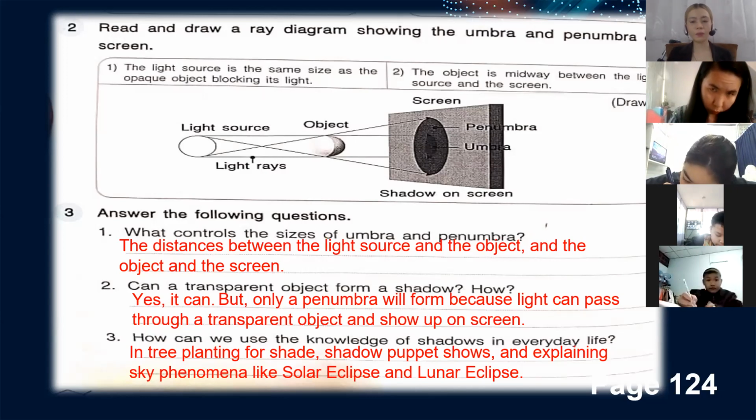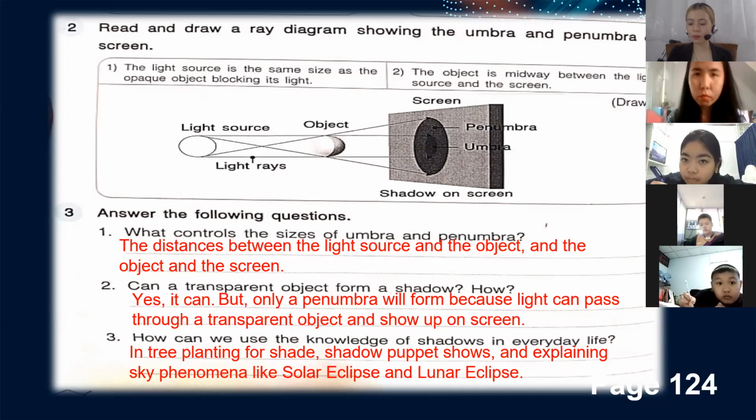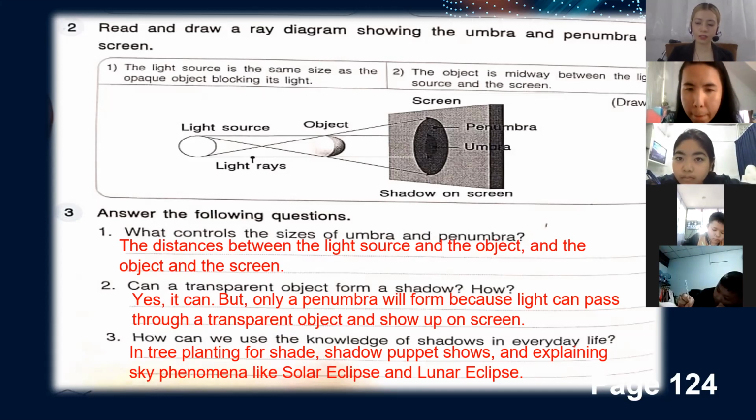Solar eclipse, when the moon passes between the earth and the sun. Lunar eclipse, when the earth passes between the sun and the moon. That's lunar.